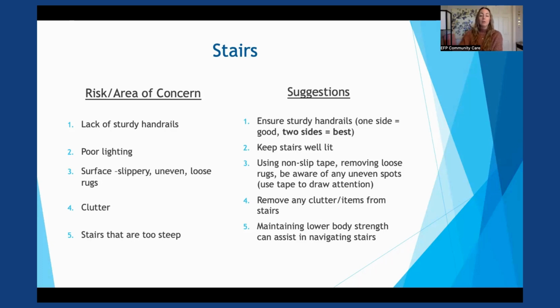Poor lighting. Some places do tend to have some pretty poorly lit stairways, so we want to make sure that they're well lit because already navigating the stairs is tricky for some of us. Surface: if it's slippery, uneven, or has loose rugs, maybe use some non-slip tape on those stairs, and removing rugs would be a very good thing. Being aware of uneven spots, maybe using bright color tape or something to draw attention to that, so you're either avoiding it or being very careful around that spot.